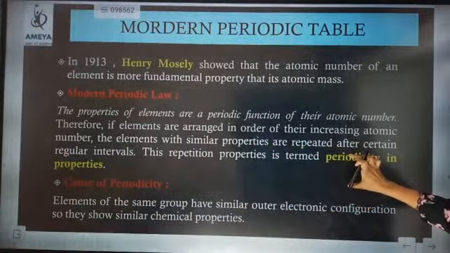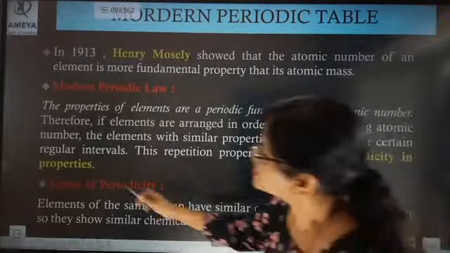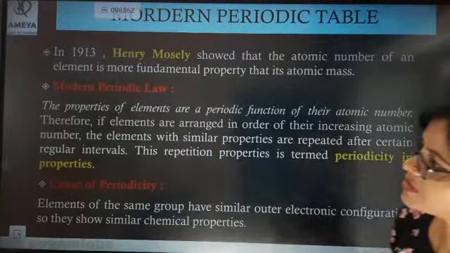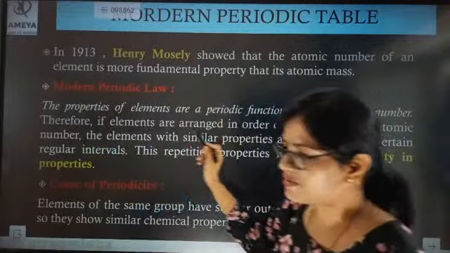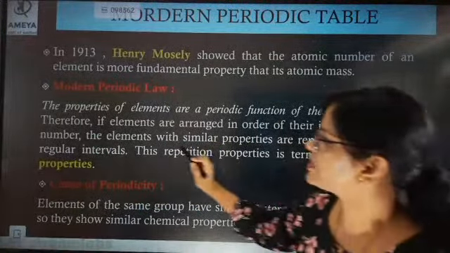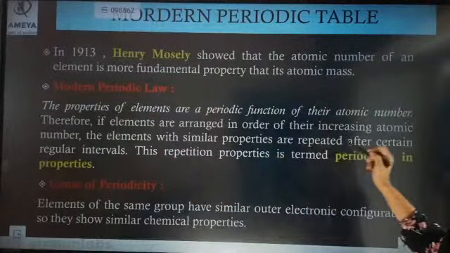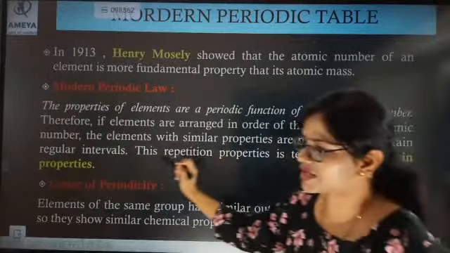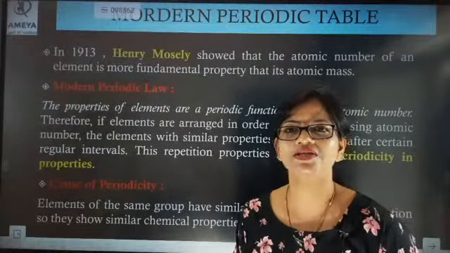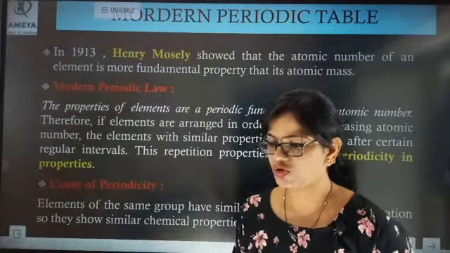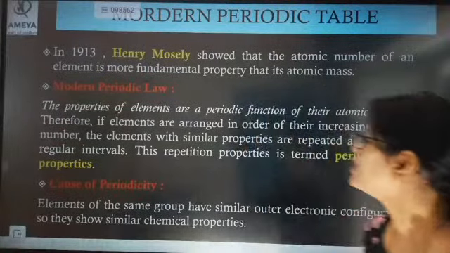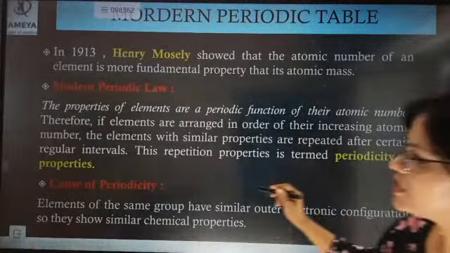So now if we go towards the law, beta, you can say that the properties of elements are a periodic function of their atomic number. Therefore the elements are arranged in order of their increasing atomic number. Elements with similar properties are repeated after a certain regular interval. This is what the SPDF cells are. In there you can see that the elements are repeated in a particular order, and this is termed periodicity in properties.